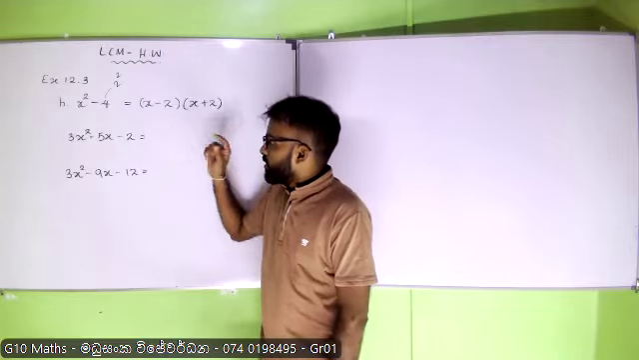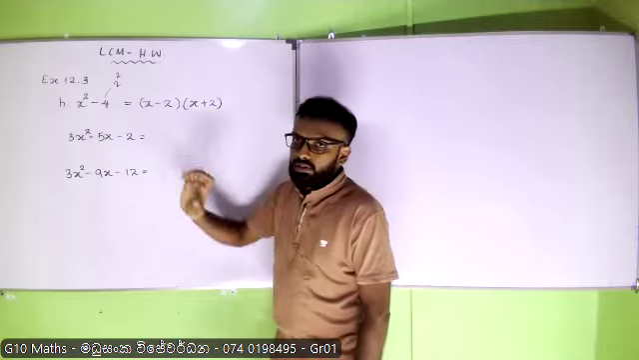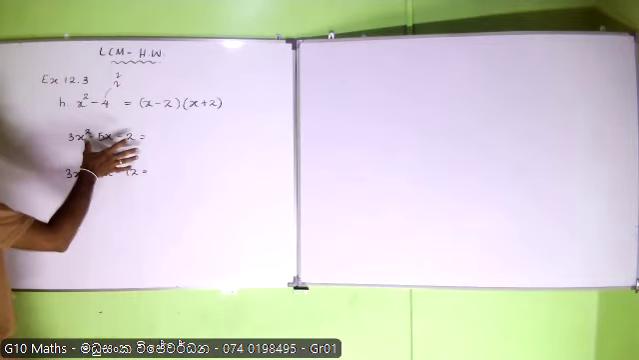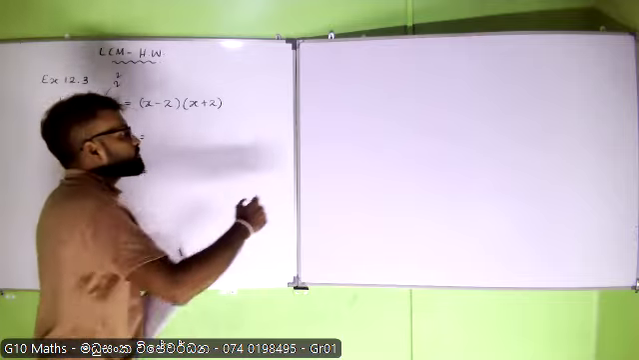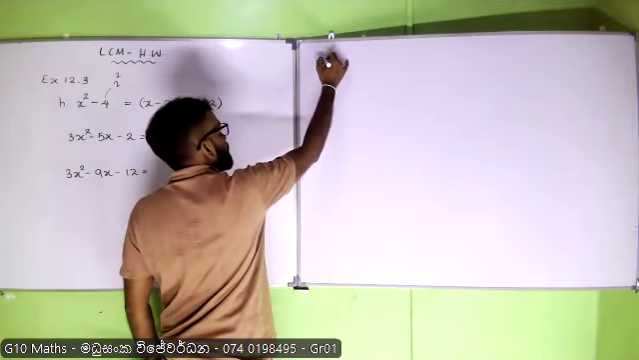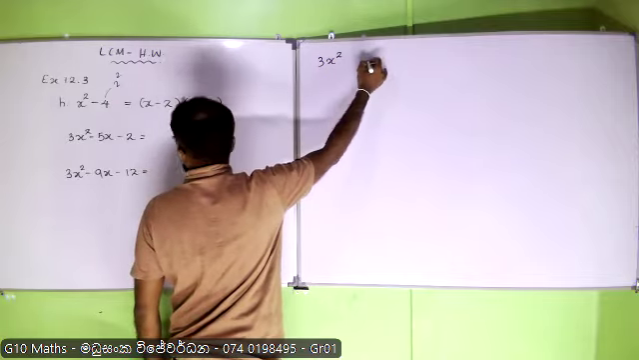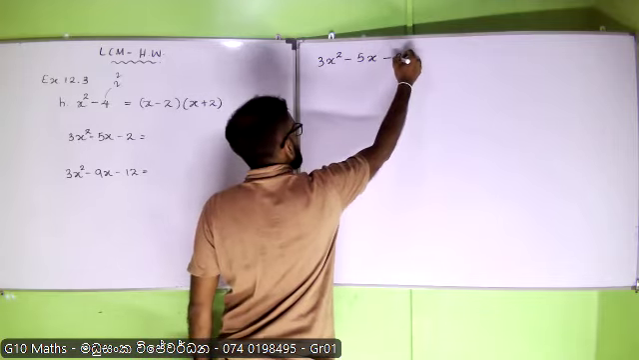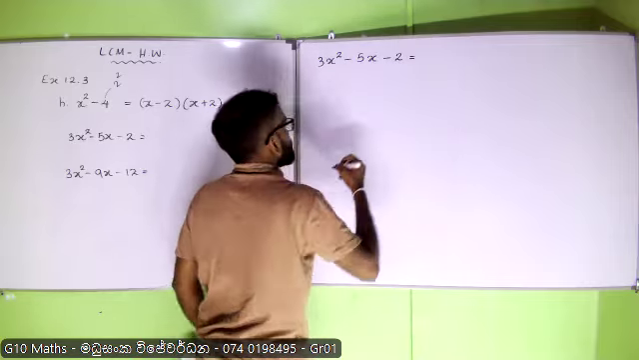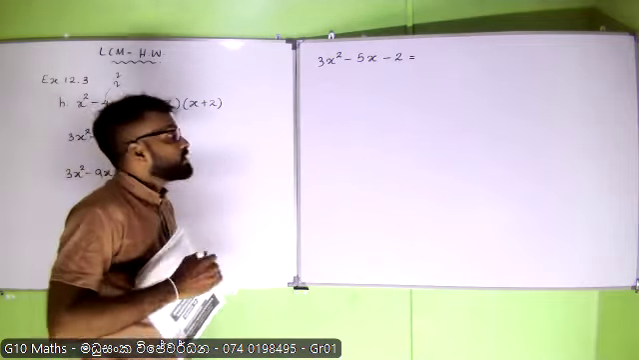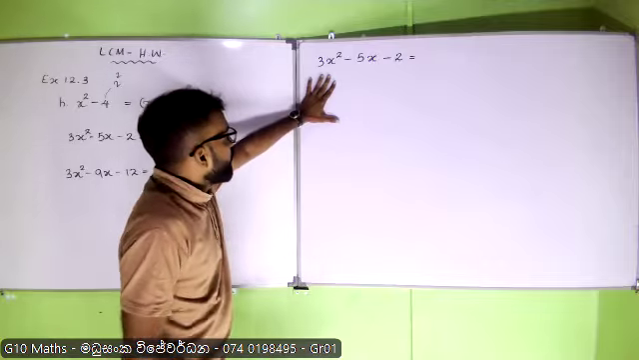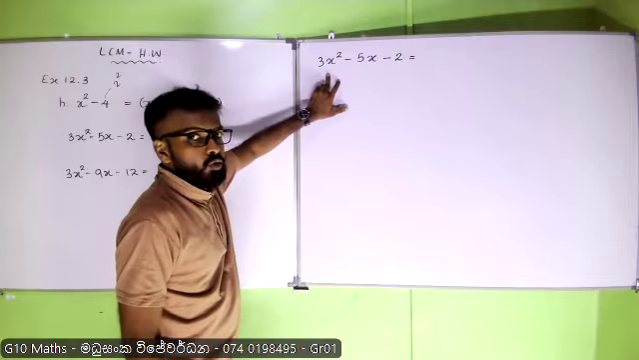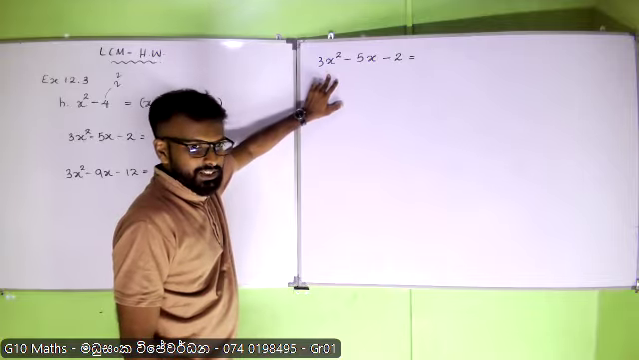So first of all, I will do this one, then I will do that one. Here you do not have any common factors: 3, 5, 2. So you have to factorize all of this. I will write 3x squared minus 5x minus 2. Here, I think you can remember what we are going to do, right? After the holidays you may not remember.